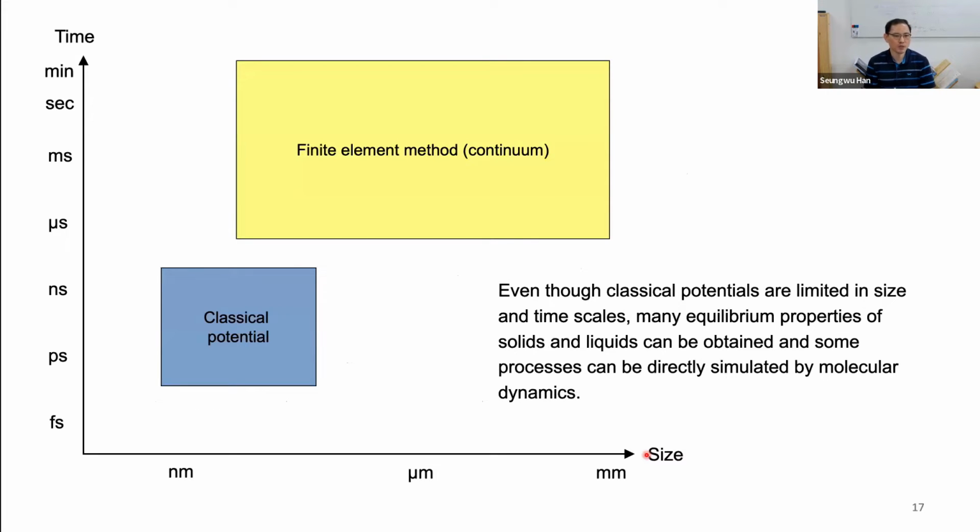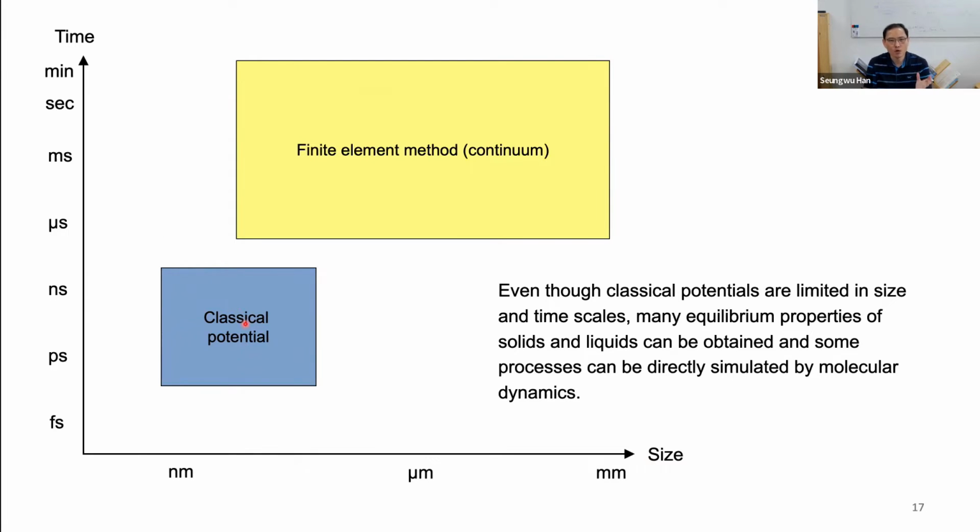If you have the classical potential, then in terms of size and time scale, this classical potential can describe from some 100 atoms to maybe 1 million atoms, which corresponds to around a 100 nanometer length scale in 3 dimensions. And also in the MD simulation, because our time step is 1 femtosecond, the maximum time that you can simulate is around 10 nanoseconds or maybe 100 nanoseconds. Okay, far less than a microsecond.